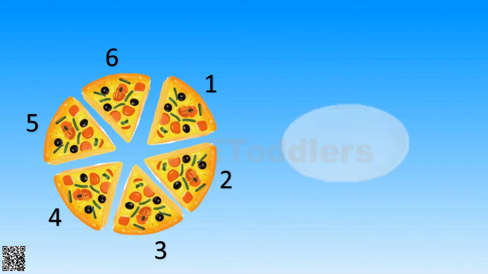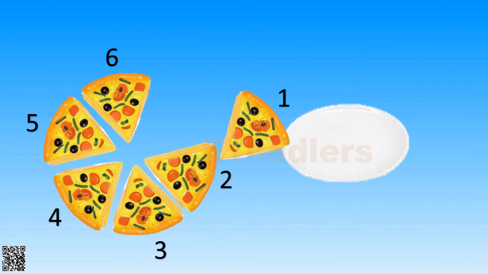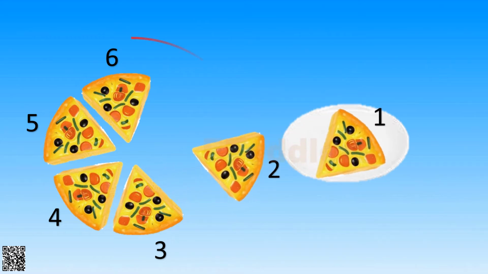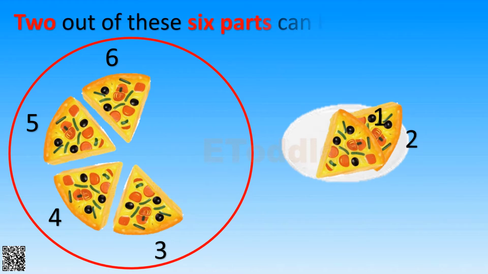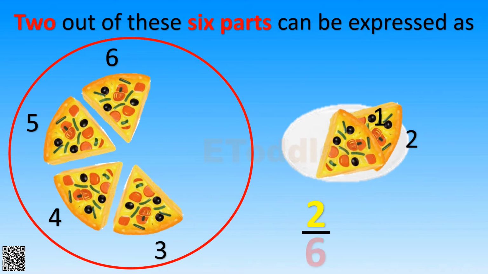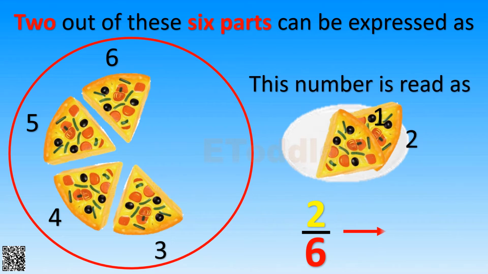Now let's take 2 pizza slices out of the hole. 2 out of these 6 parts can be expressed as this number, read as 2/6.